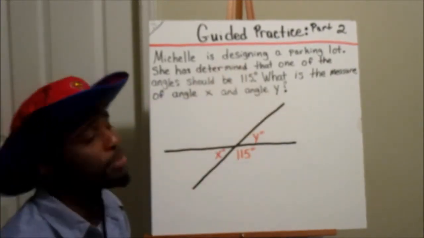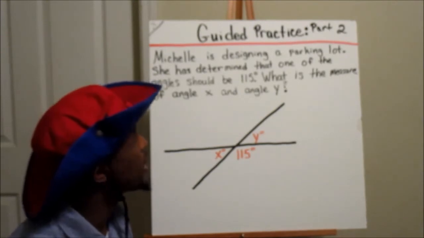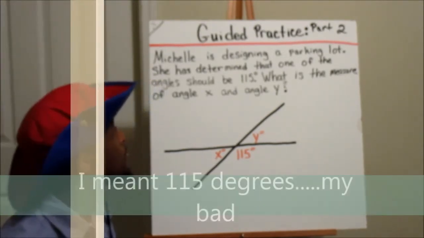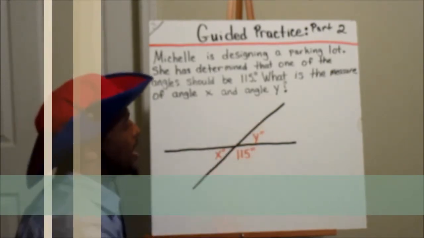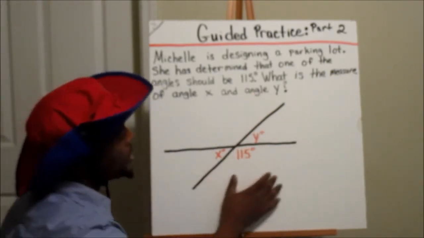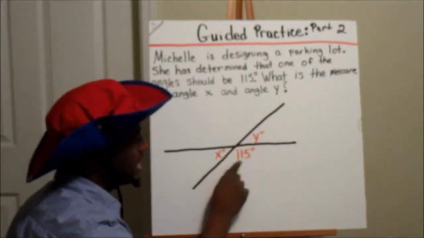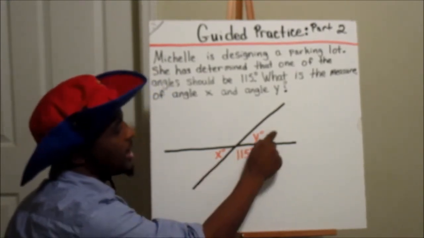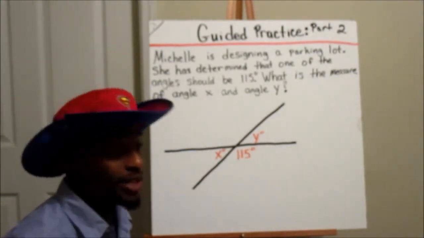Alright, just reading the problem first. It says Michelle is designing a parking lot. She has determined that one of the angles should be 15 degrees. What is the measure of angle X and angle Y? Alright, so here's the drawing of our parking lot. Michelle already told us that this parking space needs to be 115 degrees. Our job is to find a measurement of angle X and angle Y. Alright? This could be a real life situation.